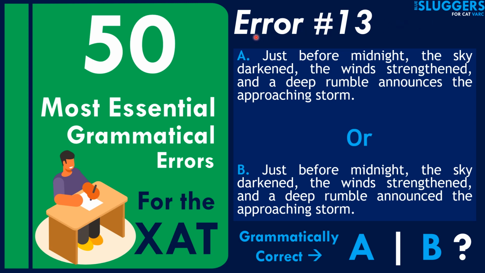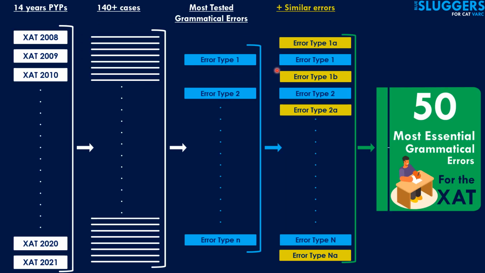Right now, let's get into error number 13 of the series 50 most essential grammatical errors for the XAT. See, guys, this is not a random list of 50 essential grammatical errors that we have created. There's a certain process that went behind it. And for those of you who want to understand what the process was, I've created a different video where I explain that in detail, and you can check that video out by clicking on the cue card here on the top.